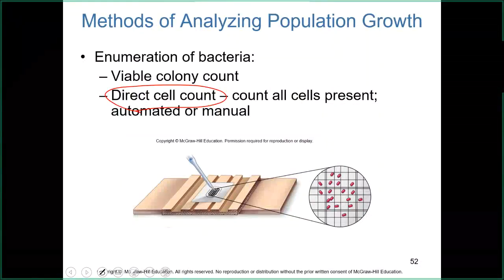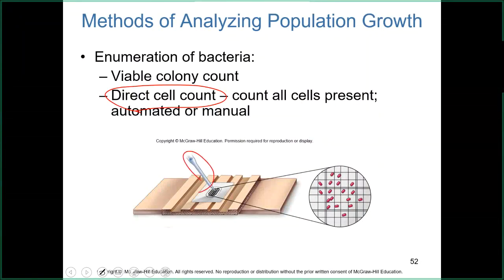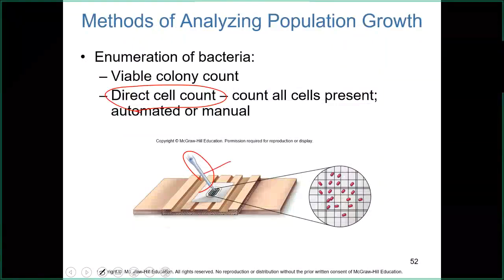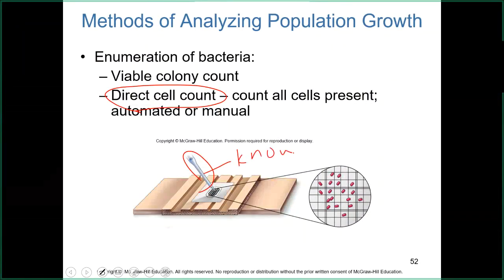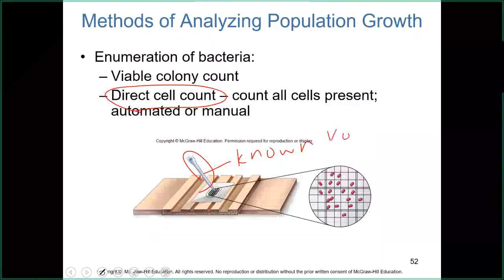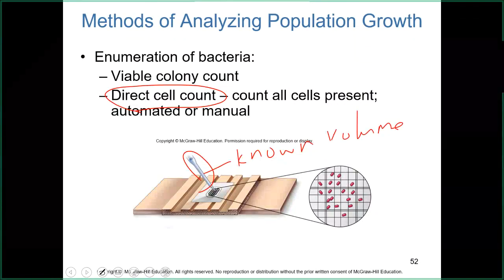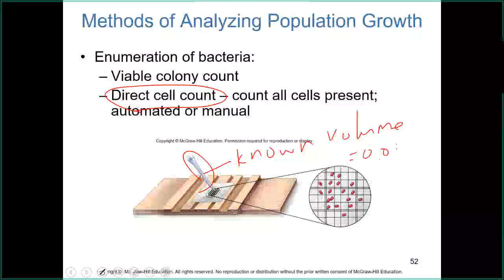Here we're actually taking a pipette. This is a pipette tip. We've drawn into it a known volume of some growth medium. Let's say it's 1/100th of an ml of some sort of broth that has organisms in it. Put them on there into this little grid system. And each little square represents a particular amount of area, right?